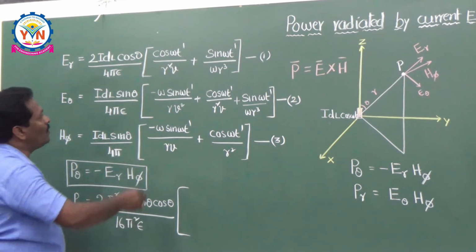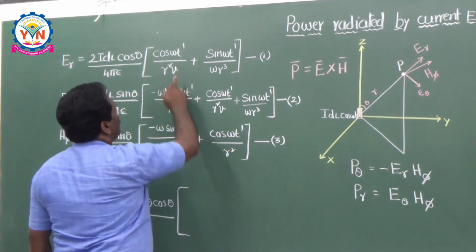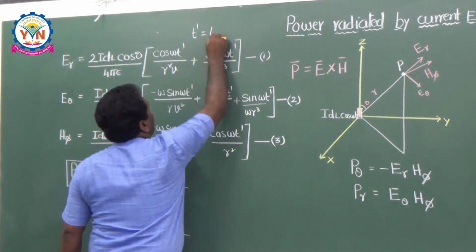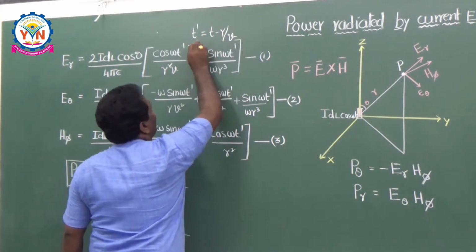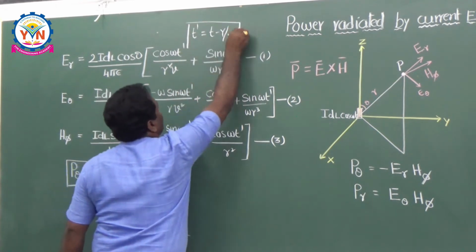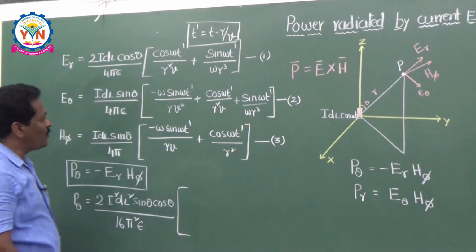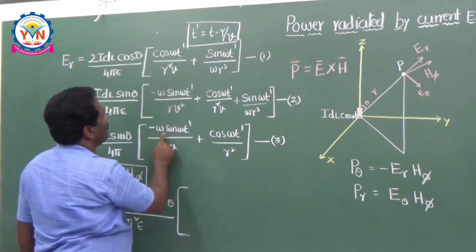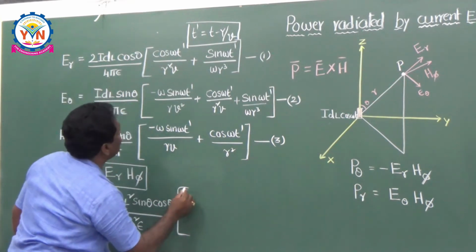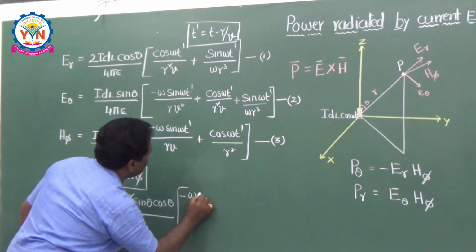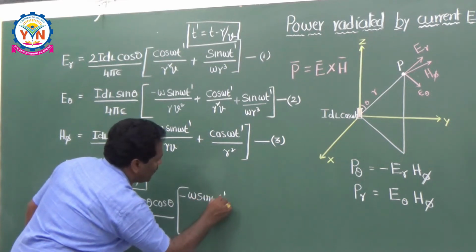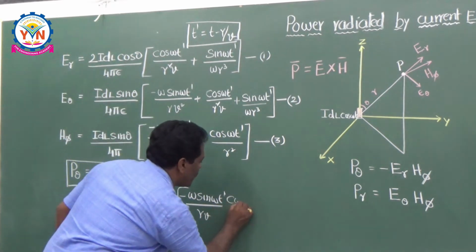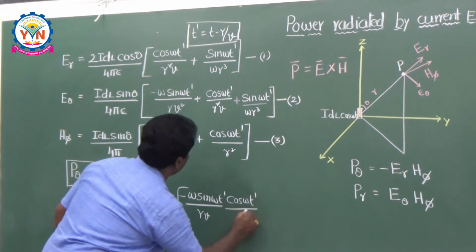Now if you multiply these two, one more thing I would like to tell you here: what is t dash? t dash is equal to t minus R by V. It is nothing but a delayed time. That's why these potentials are called delayed potentials. So if you multiply these two, you are going to get cos omega t dash divided by R square V into this thing, so you can say minus omega sin omega t dash divided by RV, into cos omega t dash divided by R square V.